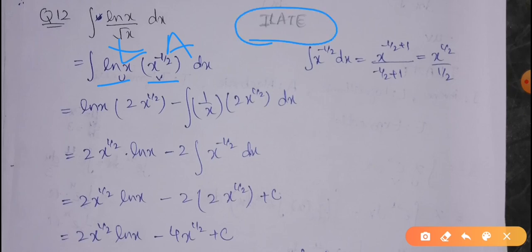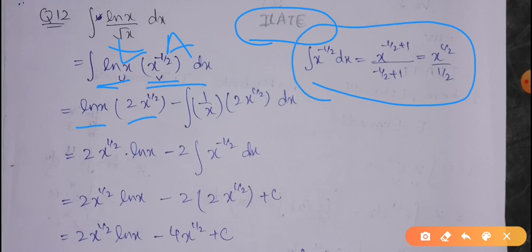functions come first, so I am going to choose ln of x to be u and the other function is going to be v. Now applying integration by parts, u as it is, integral of v, and here is the integration of x raised to the power minus 1/2 by the power rule. So we are going to have x raised to the power plus 1 over power plus 1, that is 2 times x raised to the power 1/2, minus the integral of the derivative of u, and we know that the derivative of ln of x is 1 over x, times the integral of v.